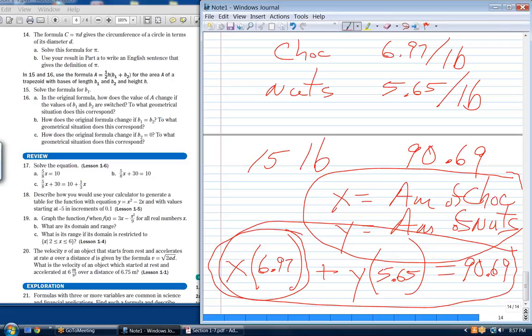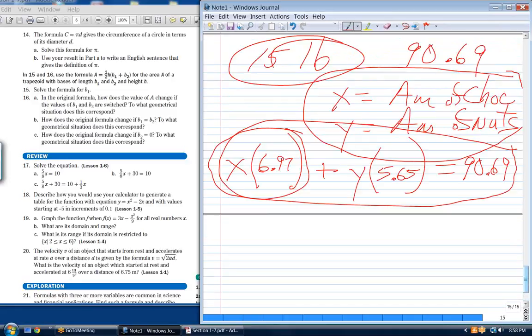Well, what's my other equation? What is it? It's X plus Y equals 15. You see why? Because you were told that you bought 15 total pounds, so I know that the X plus the Y has to equal 15. So X plus Y equals 15. There's my second equation. I have two equations, two unknowns. I can solve that.